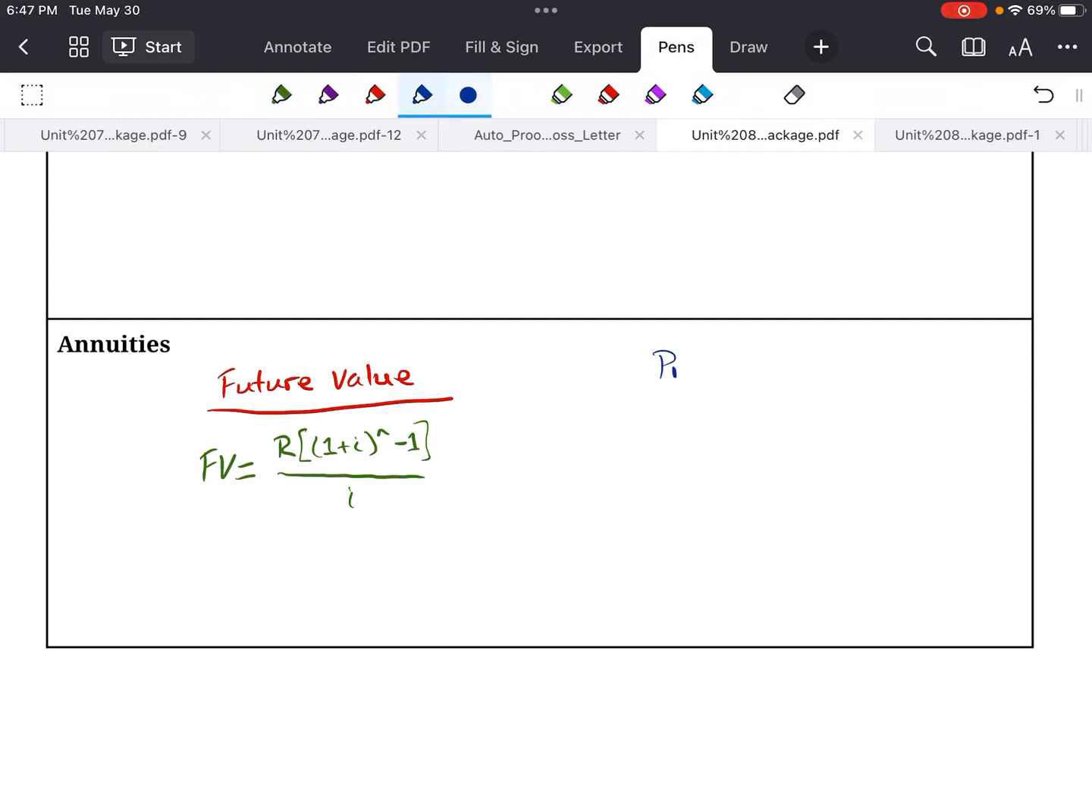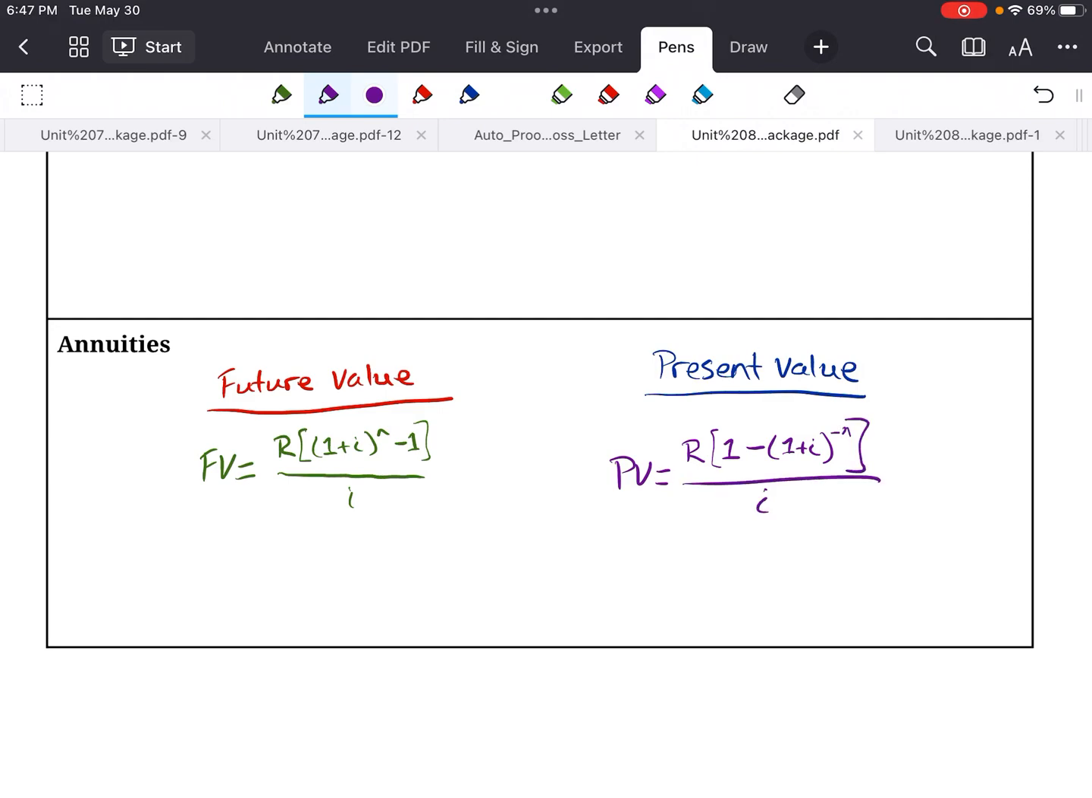Present value, it's almost the same. We have PV equals, again, the regular payment, but this time multiplied by (1 minus (1 plus I) to the power negative n), divided by I.